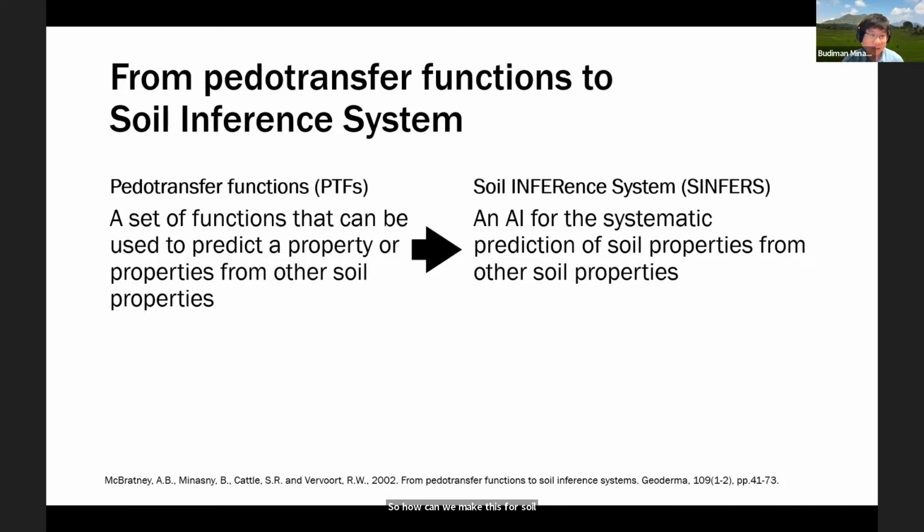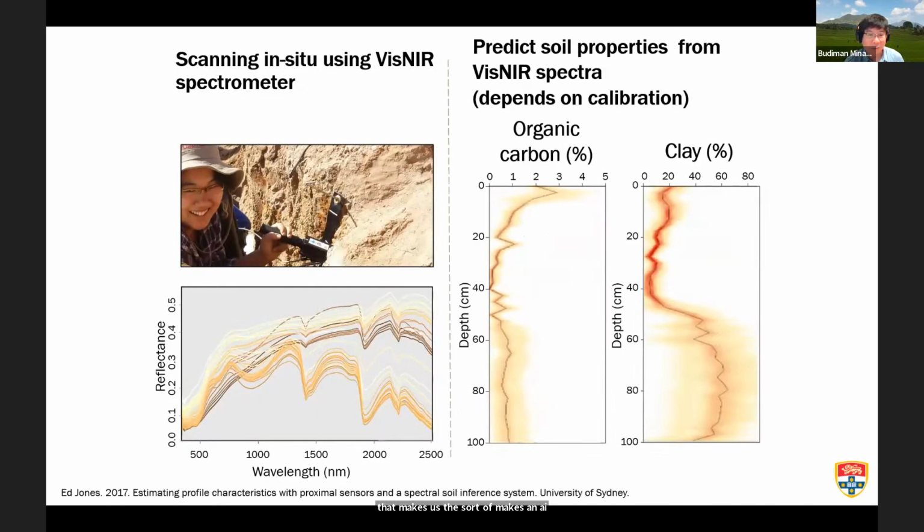So how can we make intelligent programs for soil science? In order to make intelligent decisions, it has to have knowledge. And what knowledge can we use in soil science? We can use the pedotransfer functions, which I explained before, where, for example, we have calibrated many functions that predict soil properties from other soil properties. And we use them as a knowledge base for an AI that can make inferences about soil properties from other soil properties.